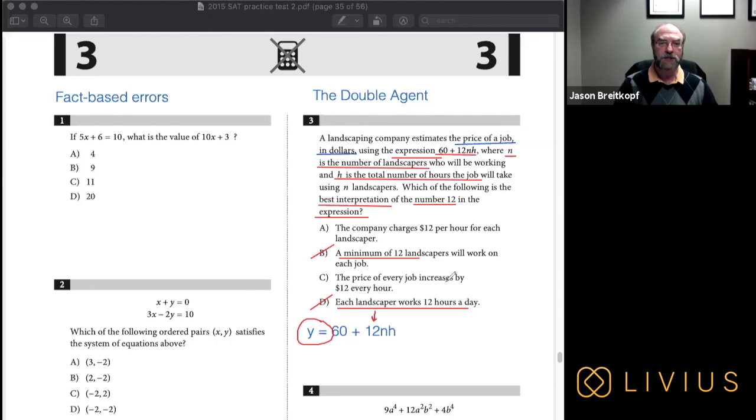So the price of every job increases by $12 per hour. So answer choice C, the price of every job increases by $12 per hour, is talking about the answer. The price is the Y, not the 12. And that eliminates C, leaving us with answer choice A. The company charges $12 per hour for each landscaper. So $12 per hour per landscaper, that kind of looks like what's written over here. $12 per hour per landscaper. So that's the hourly rate that the landscapers earn. And that means that answer choice A is our best answer using the reading strategy.